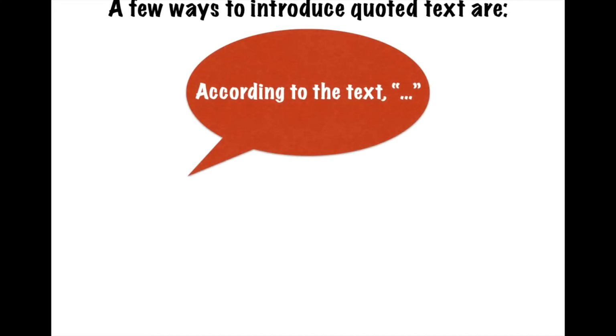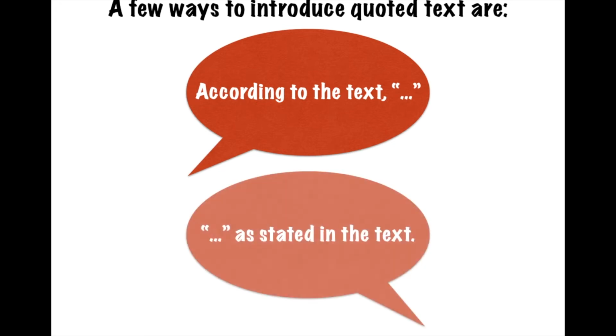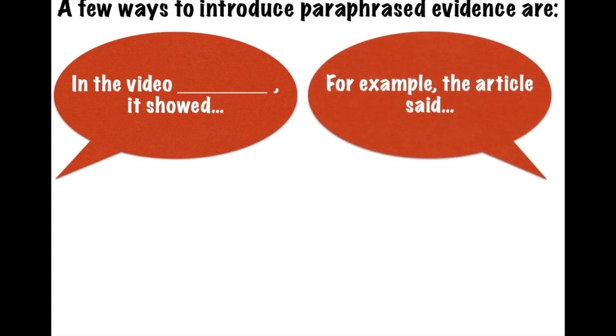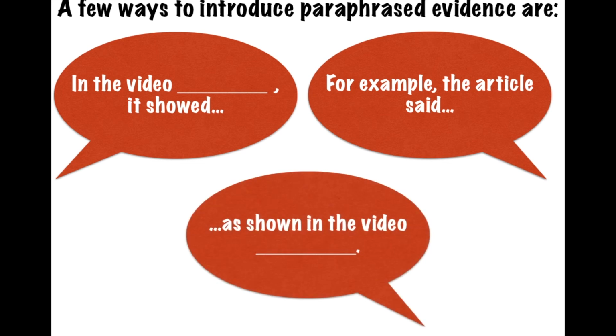A few ways to introduce quoted texts are by saying, according to the text, and then directly quoting within the quotation marks, or saying the direct quote within the quotation marks and finishing the sentence by saying, as stated in the text. A few ways to introduce paraphrased evidence are by saying in the video, and writing the video title, it showed, and then explain it in your own words, or by saying, for example, the article said, and explain it in your own words, or explain it in your own words and finish your sentence by saying, as shown in the video, with the video title at the end.